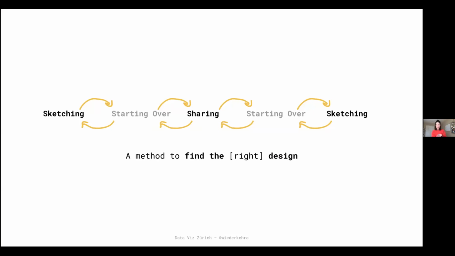So of course, practically speaking, all of this sketching, starting over, sharing, starting over again, sketching, the goal is to find a design. Maybe it's the right design, it's the best design, it's the adequate design, it's the design that fits within the timeline and deadline constraints that you have. But it can apply to anything, right? Whether that's a visualization, whether it's experience design, it's the architecture of something, it's the formulation of a narrative.